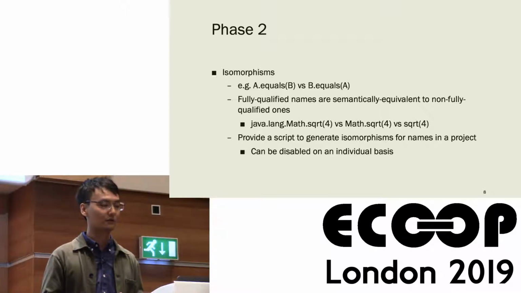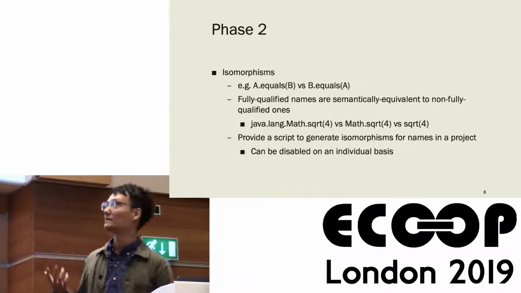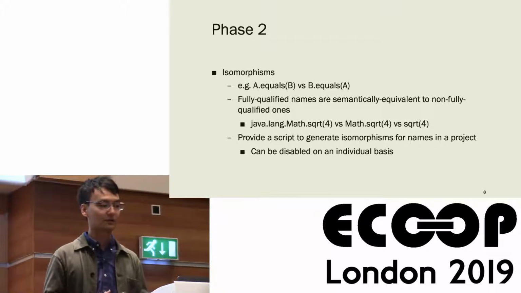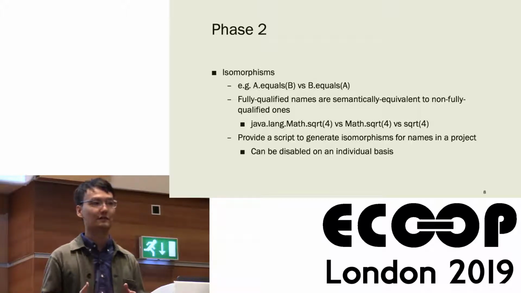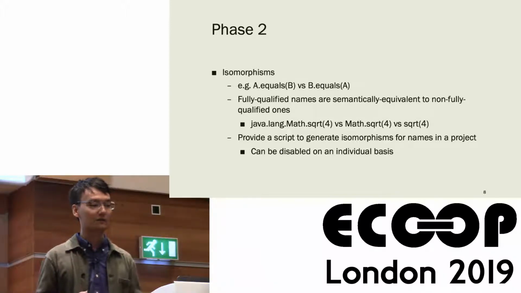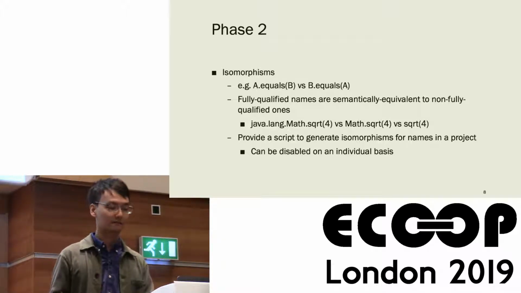Another concern we tried to use isomorphisms to solve is that names can be qualified differently in different projects. For example, the square root function could be qualified in multiple ways, including a fully qualified way such as java.lang.Math.sqrt, or with the class name Math.sqrt, or just sqrt. If we want to match all the ways a name can be qualified, the semantic patch will be very verbose, as you have to write all the cases. As such, we use isomorphisms to deal with this. We provide a script to generate isomorphisms based on how names are qualified within a project. One thing to note is that isomorphisms can be disabled on an individual basis. So if it results in matches that you didn't expect, you can just turn off the isomorphism.